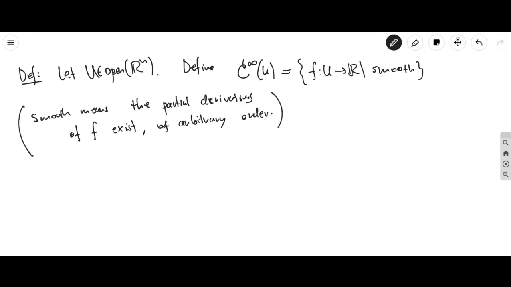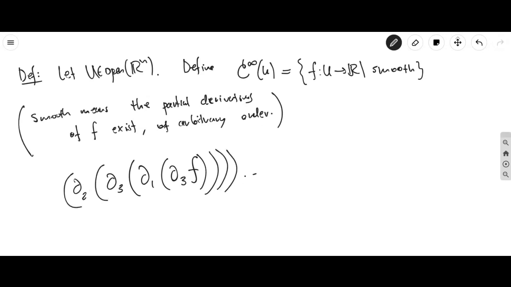So for example, order just means how many times you differentiate. You have your function, maybe you differentiate it with respect to the third coordinate. That gives you a function. Whatever function you get can be differentiated with respect to the first coordinate. Then you can differentiate with respect to the third coordinate. Then you can differentiate with respect to the second coordinate. And you can do this as many times as you want. That's what we call smooth.